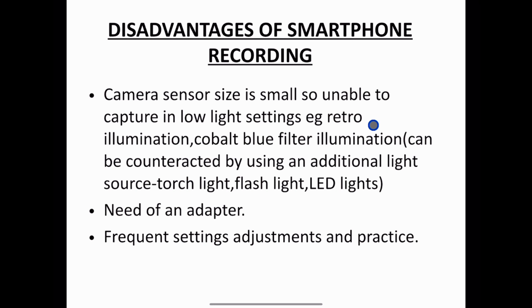However, at the same time, we should be aware of the disadvantages of smartphone recording also. The camera sensor size is small, so they are unable to capture in low light settings, example retro illumination, cobalt blue filter illumination. However, the good news is that it can be counteracted by using an additional light source, example torchlight, flashlight, or LED lights. There is a need of an adapter and it requires frequent settings, adjustments, and practice.